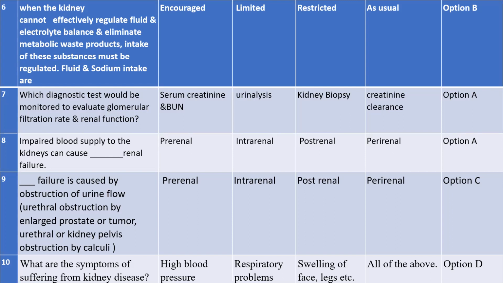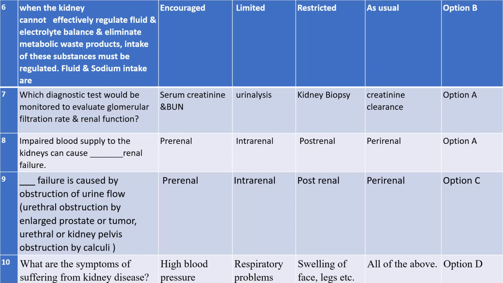तो impair blood supply to the kidney. जो हमारा kidney में blood supply होता है, हाँ? तो अगर जो blood supply होता है उसमें impair हुआ, okay? So blood supply to the kidney impaired होने से क्या होगा? That can cause this pre-renal failure. Okay, that is number 8 answer. Are you clear? Yes or no?